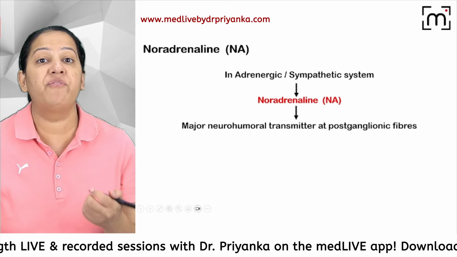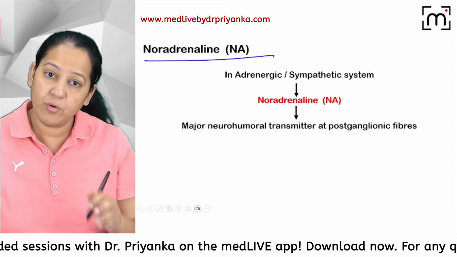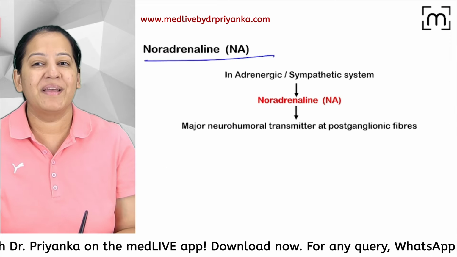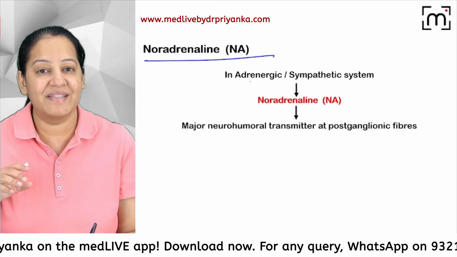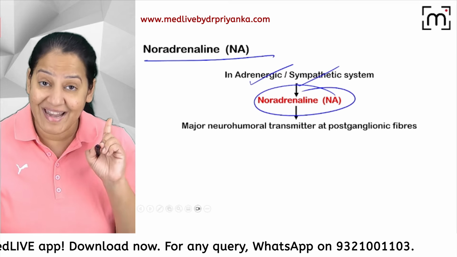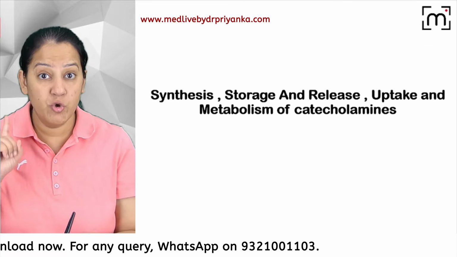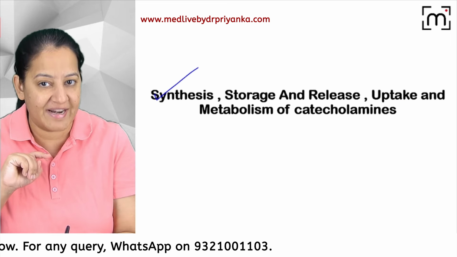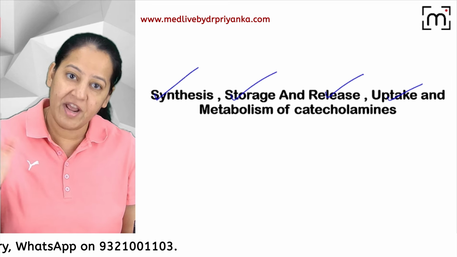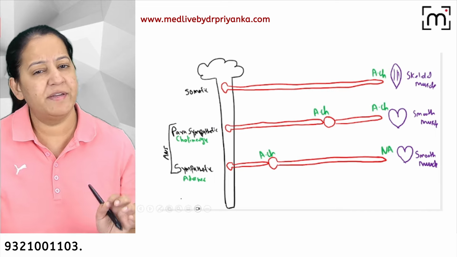So before I move further, you must understand everything about the noradrenaline. Then only you can understand the drugs which are acting on sympathetic system. Okay, so in sympathetic system, that is adrenergic system, the main neurotransmitter at the level of the organ is noradrenaline. So before I move further, you must know how does noradrenaline get synthesized, how it is stored, how it is released, and how reuptake and metabolism take place. So let me tell you quickly.